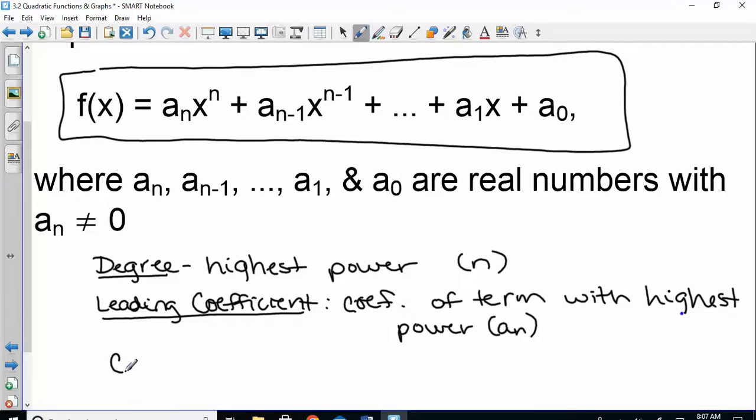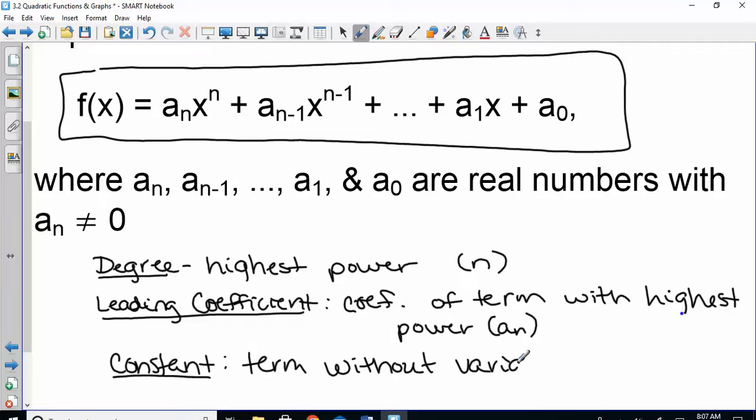So your constant. A constant is a term without a variable. So in my scenario up here, it's the a sub 0. Those are some common words you're going to hear me saying, starting now, but especially as we get into the next chapter. These things are going to be very important.